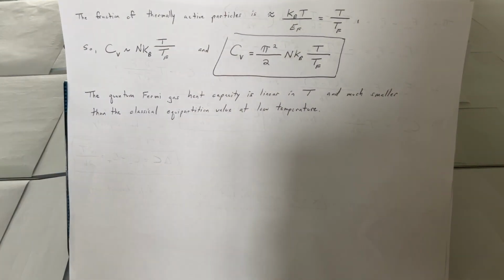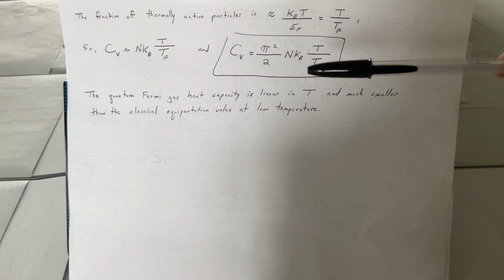And building on that, the fraction of thermally active particles is approximately k sub B T over E sub F equals T over T sub F. So C sub V is approximately N k sub B times T over T sub F, and C sub V equals (pi squared over 2) N k sub B T over T sub F. So what we could say here is the quantum Fermi gas heat capacity is linear in T and much smaller than the classical equipartition value at low temperature. Okay, so that's all for this one. Thank you and have a great day.